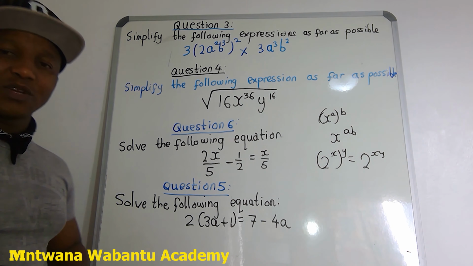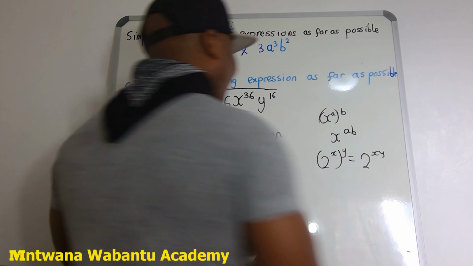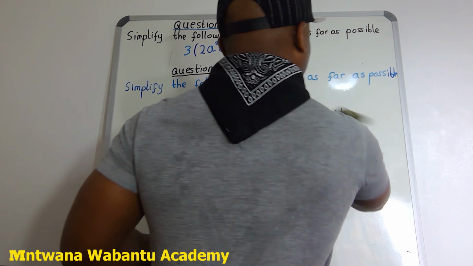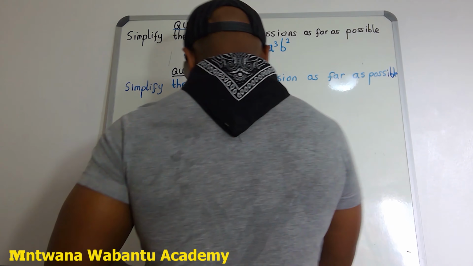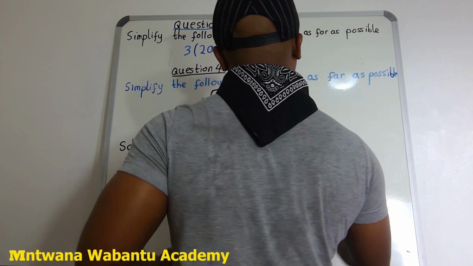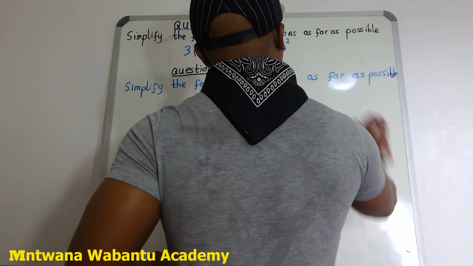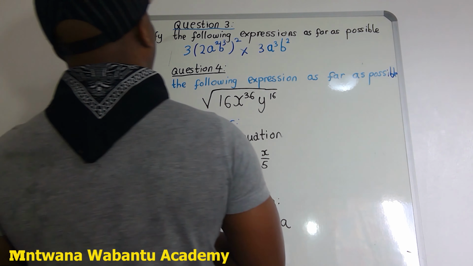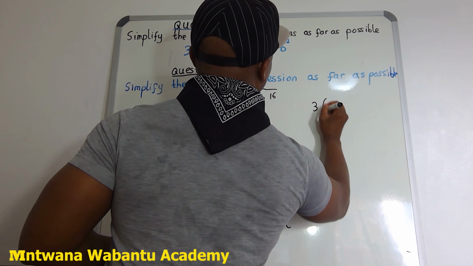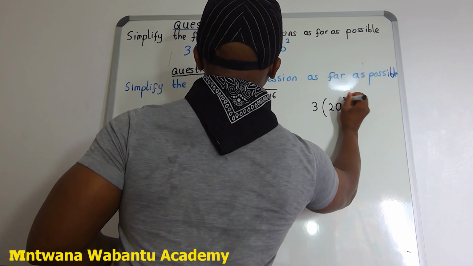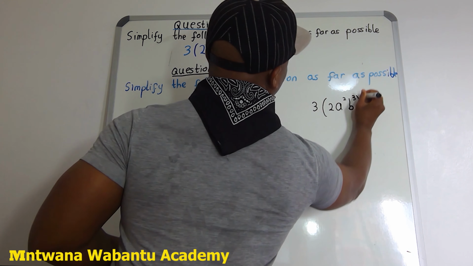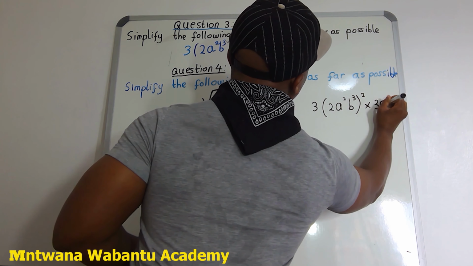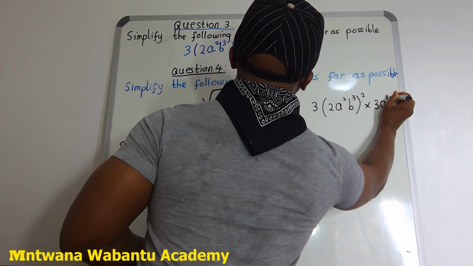I think we can do that question now. You see? And also you have learned a lot. Okay, so now we have 3, 2a squared b cubed, all squared, times 3a squared b cubed a cubed.